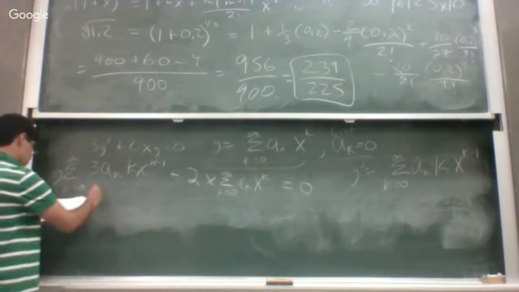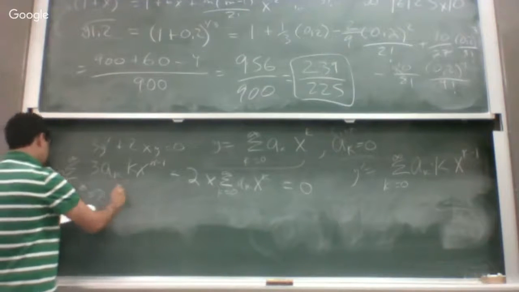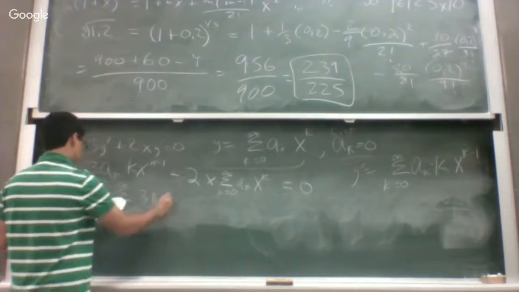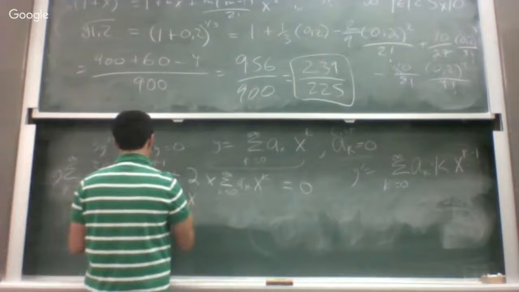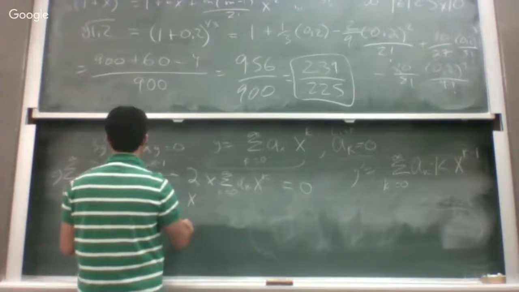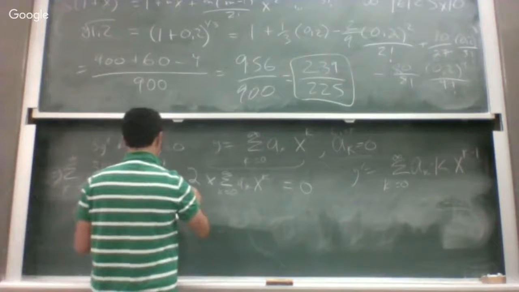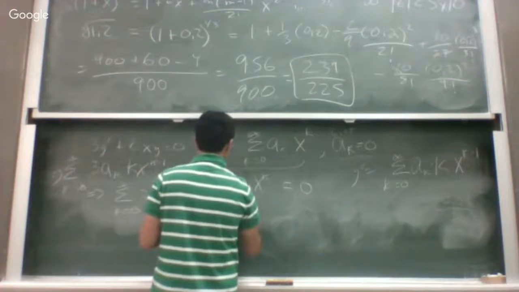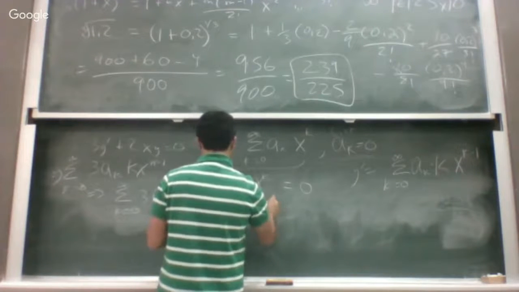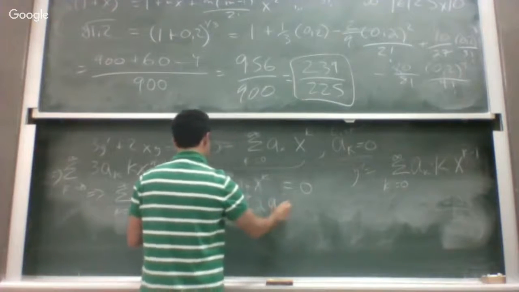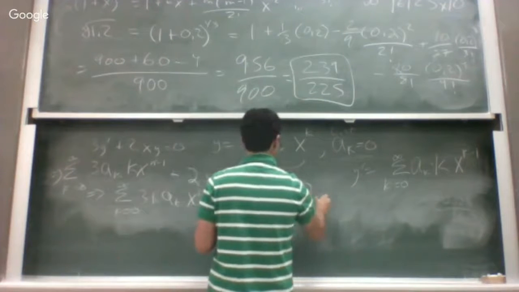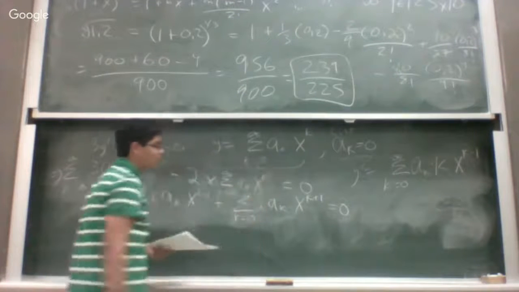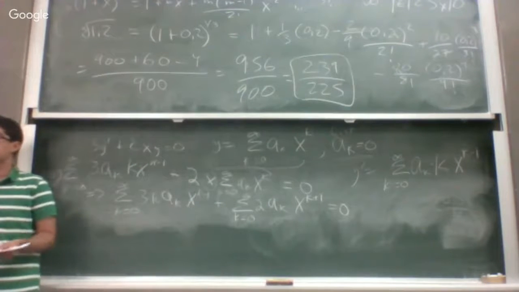So therefore, the summation of k equal to 0 going to infinity, we have 3 times k times a sub k times x to the k minus 1, plus the summation k equal to 0 going to infinity of 2 times a sub k times x to the k plus 1. We get k plus 1 because we have an x on the outside. That adds a plus 1 power. Okay?